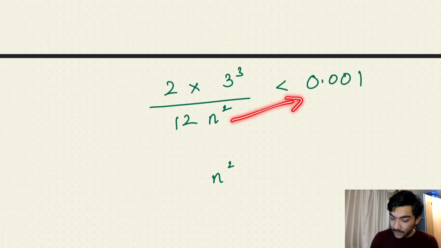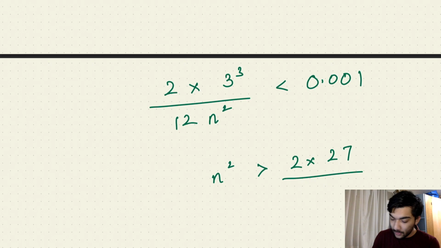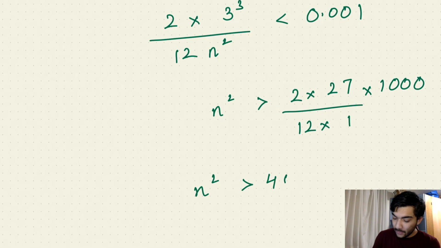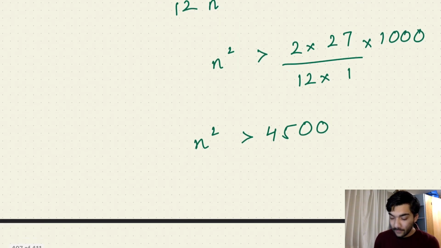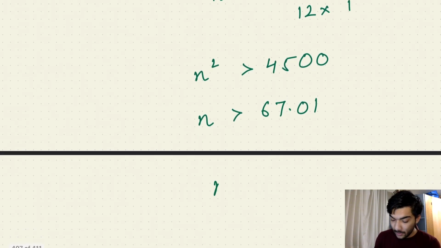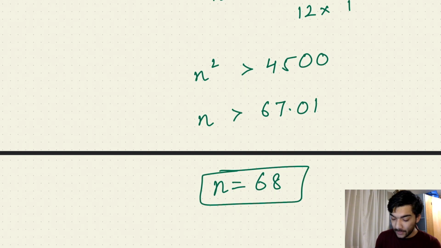So I'll shift the n square to this side: n square should be greater than 2 times 3 cube, which is 27, upon 12 times 0.001. We can write 0.001 as simply 1 upon 1000, right? And if you solve this, n square should be greater than 4500. And if n square is greater than 4500, then n should be greater than approximately 67.01 in this case. Since our n has to be a whole number, n should be equal to 68, right? Because we have to take our n value to be greater than 67.01, and the next whole number after this value is 68.